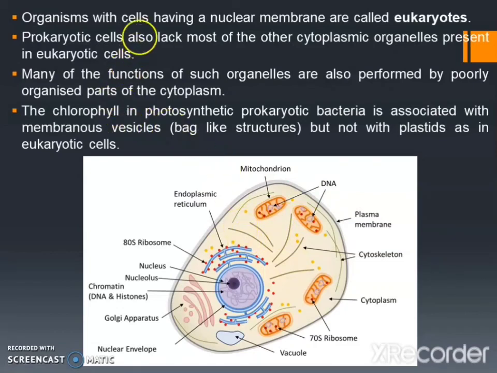Okay, and the chlorophyll in photosynthetic prokaryotic bacteria is associated with membranous vesicles, that is bag-like structures, but not with the plastids as in eukaryotic cell. So we have learnt about plastids in our 8th standard. Do you remember? So we saw that there is a type of plastid which is called as chloroplast, which has green color pigment which is called as chlorophyll. അതേപോലെ തന്നെ there are certain bacteria, prokaryotic bacteria who have chlorophyll in them. So the chlorophyll in photosynthetic prokaryotic bacteria is associated with membranous vesicles.